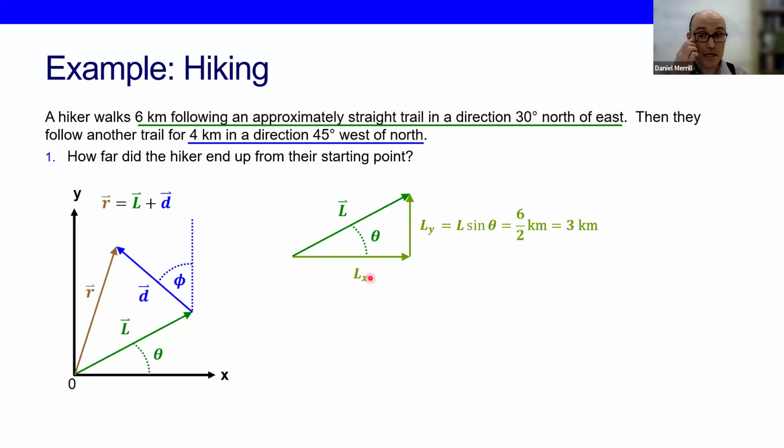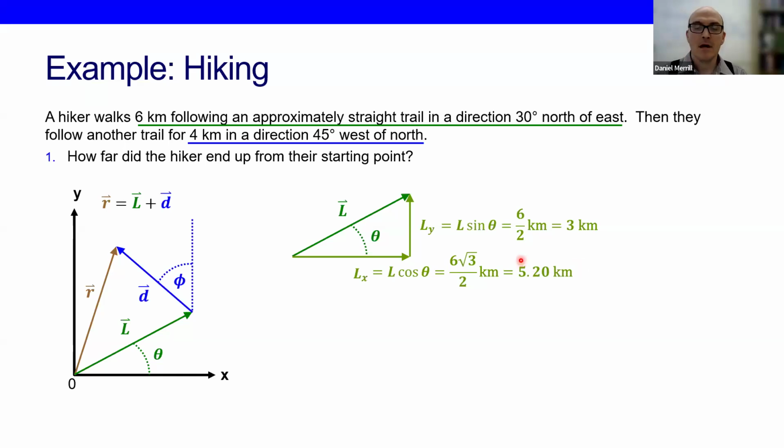Similarly, I can do the eastward component. That's the adjacent side of my right triangle, and so that's going to be the cosine of theta. So the cosine of 30 degrees would be this adjacent side divided by 6 kilometers. If I take the cosine and multiply it by 6 kilometers, I'll get the adjacent side. Sure enough, cosine of 30 degrees is root 3 over 2, times 6 kilometers gives me 5.2 kilometers. So I went north 3 kilometers and eastward 5.2 kilometers during my 6 kilometer walk.